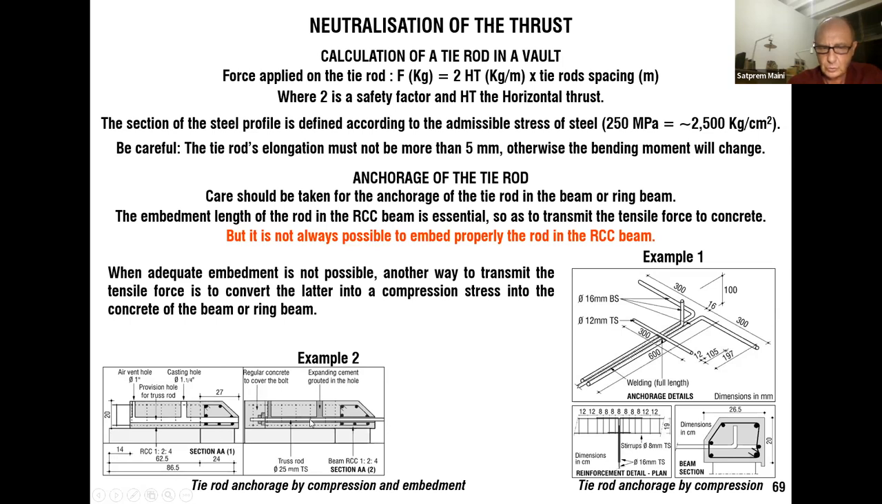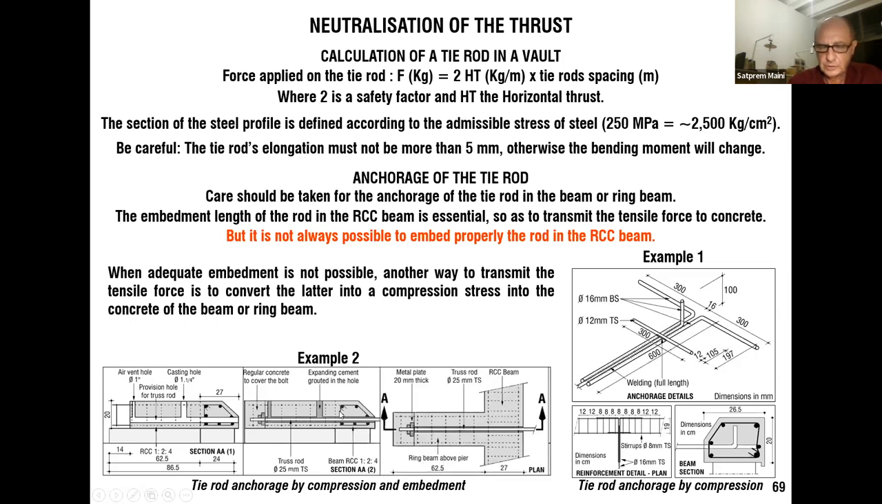So what I did was to use compression forces, because I put this concrete here in compression with the bolt, which was fixed at the end here. And then we cast some expanding grout into the hole here to have friction. That means to have embedment. That means it had an embedment of about 70 centimeters of steel, and then compression to put this part of the beam in compression. And the vault has been there since 1995 and has had no problem at all.